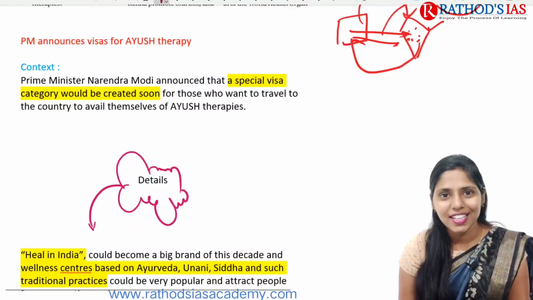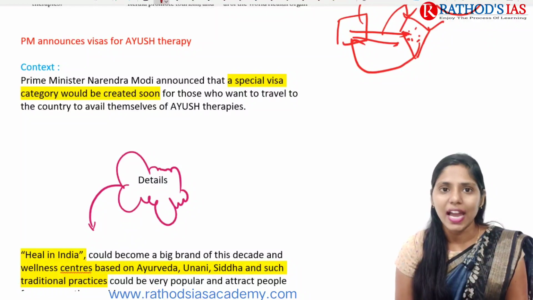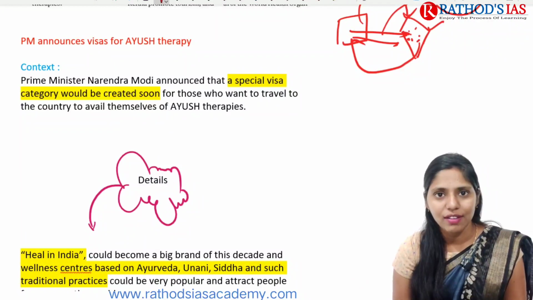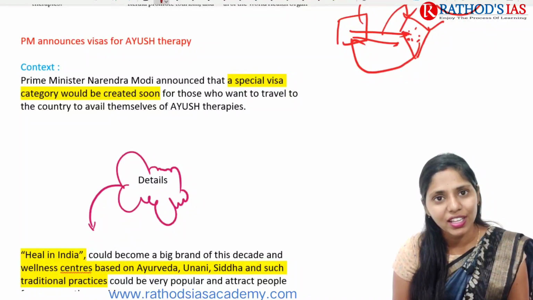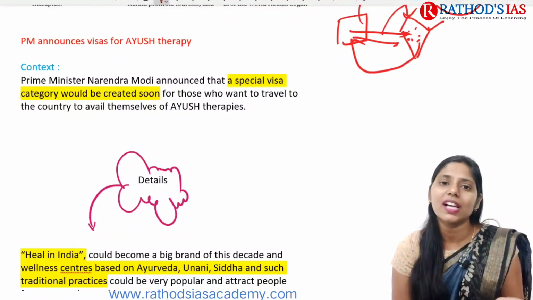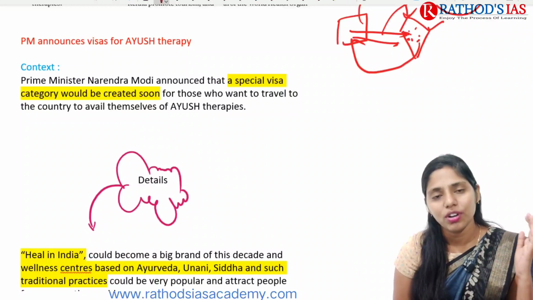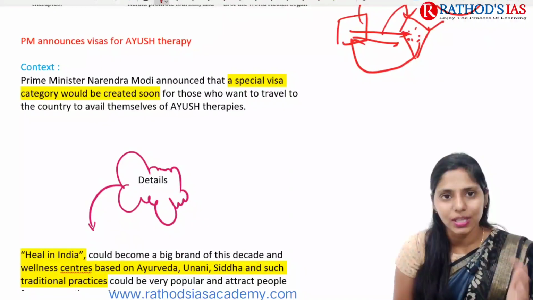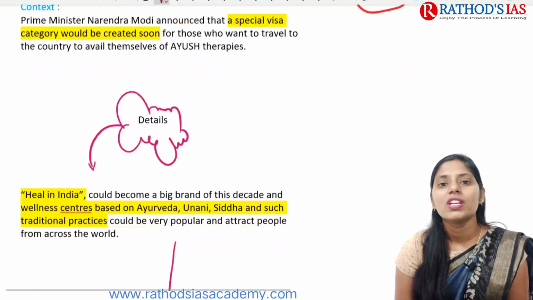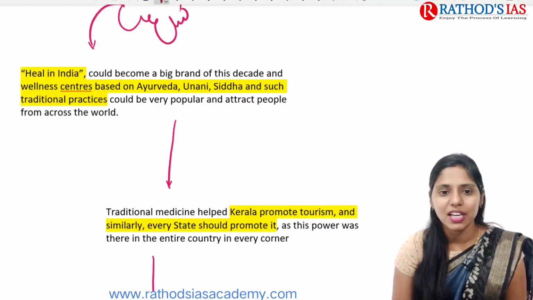The context says that our Prime Minister announced that a special visa category would be created soon for those who want to travel to India to avail of Ayush services. Many people from other countries want to get Ayush services. So for Ayush services also, from now onwards we are going to create a separate visa category to provide visas for Ayush therapy as well. If you see some details, it says, Heal in India.